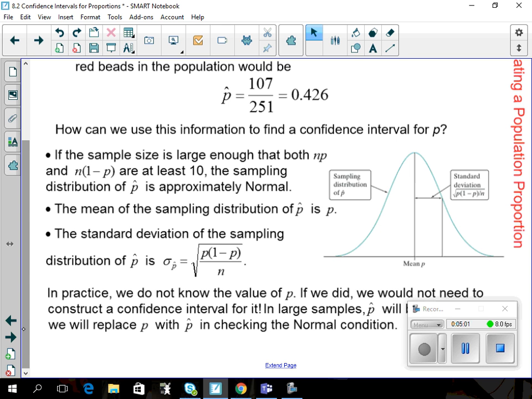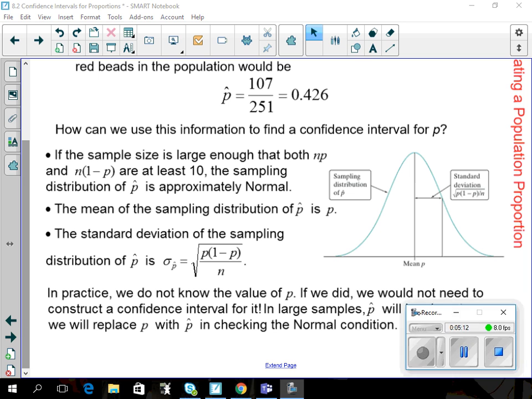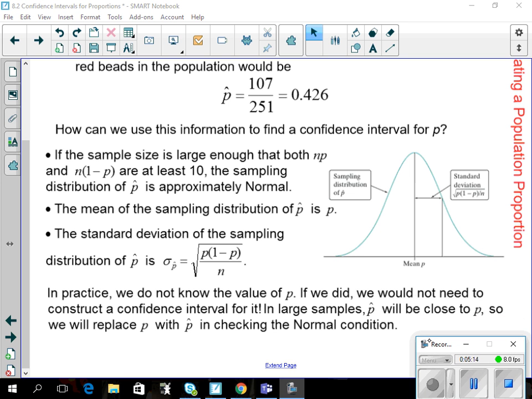To check those conditions. Here is our standard deviation formula. Again, we don't know p, so we're going to use p hat. Is that okay? Then down here, I just wrote this over here. In practice, we don't know the value of p, so that's where we're going to use p hat. So here's our standard deviation formula, and you need to check your conditions.